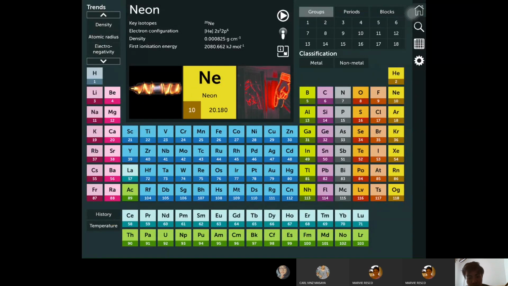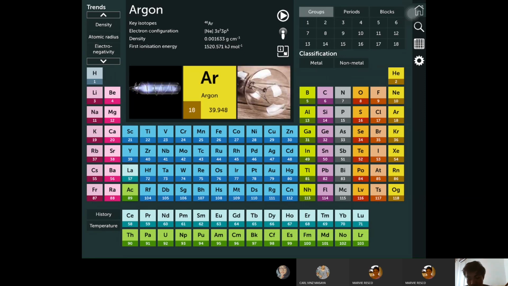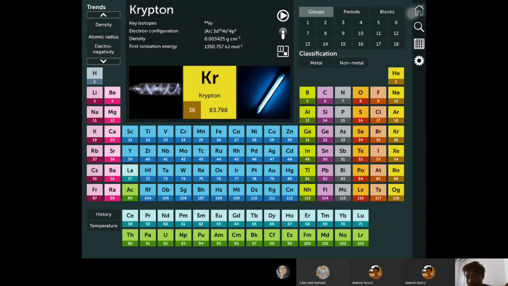Pag 10 na yung electrons natin sa electronic configuration, that corresponds to neon atom, the neon noble gas. So, stable din yon pag 10 yung electrons. Ano pa yung sumunod? Pag 18 yung electrons mo, stable din yon. That corresponds to the noble gas argon. Pag 36 yung electrons mo, that corresponds to krypton, and so on.